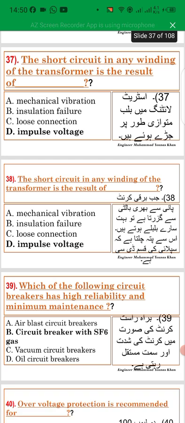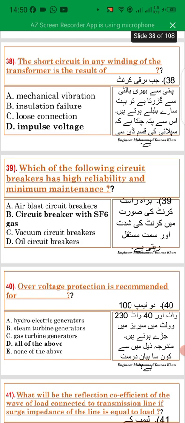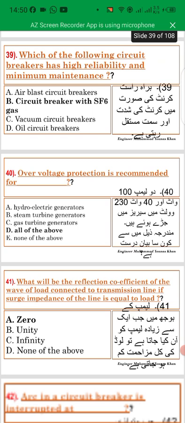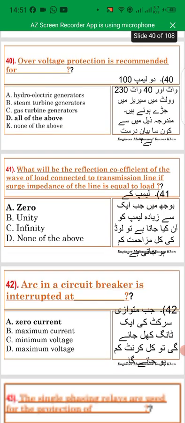The short circuit in any winding of the transformer is the result of impulse voltage. Which of the following circuit breaker has high reliability and minimum maintenance? Circuit breaker with SF6 gas.